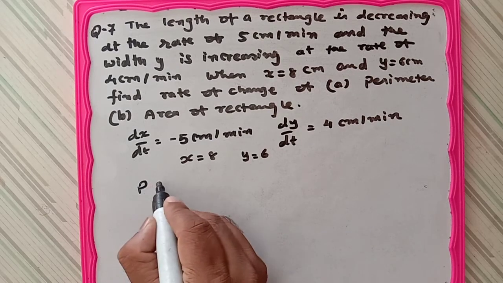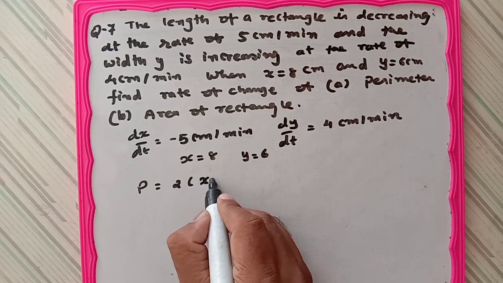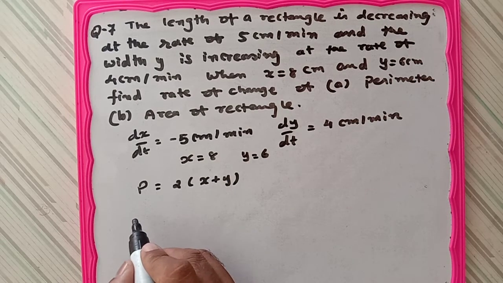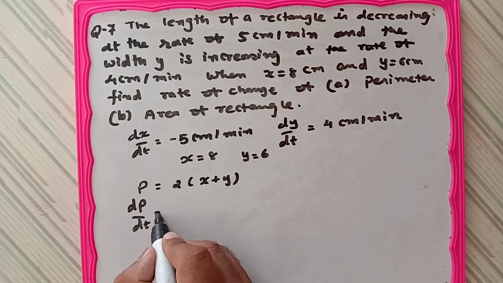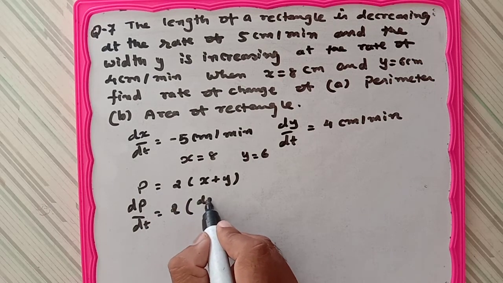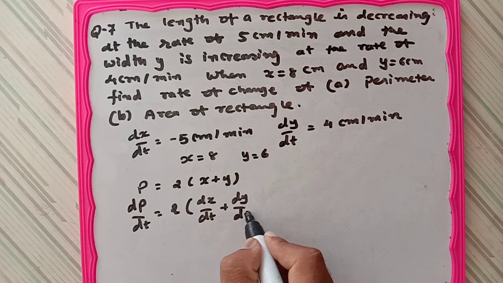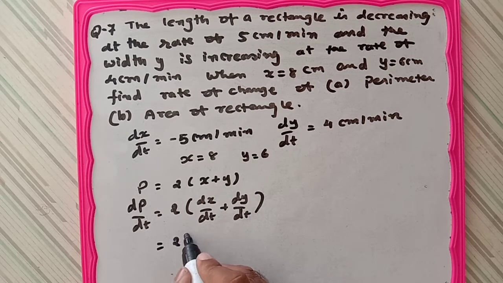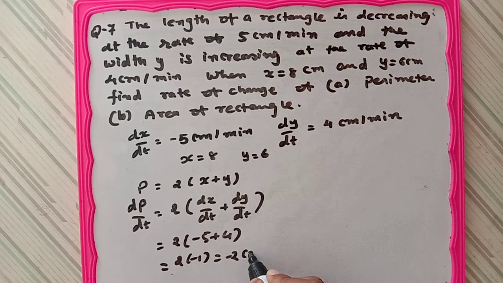So we know that the perimeter of a rectangle is 2 times length plus breadth, so 2 times x plus y. With respect to time we take the differentiation, then dP/dt equals 2 times dx/dt plus dy/dt. And so 2 times minus 5 plus 4, that is 2 into minus 1, meaning minus 2 centimeter per minute.